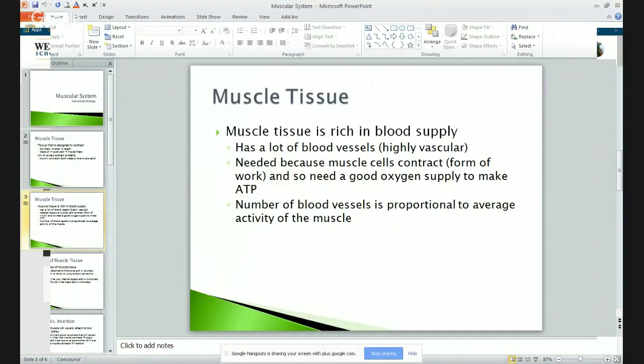Because your muscles do so much work, they need a constant supply of oxygen, which means that they're going to be very, very high in blood supply. And if you remember, if you are high in blood supply, you're going to be considered highly vascular.